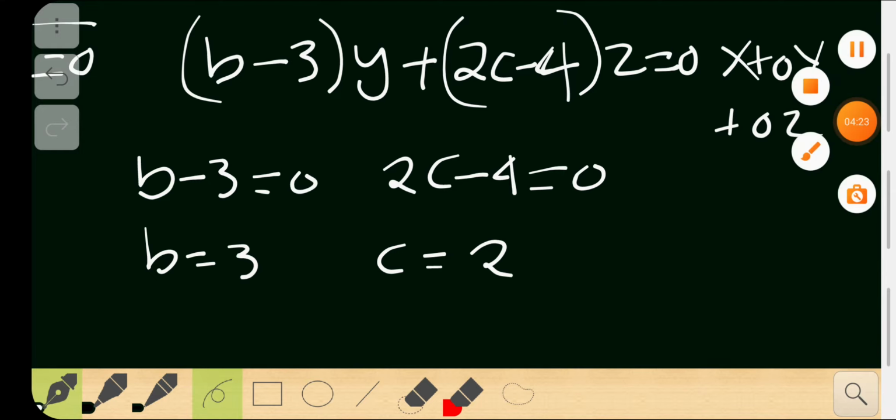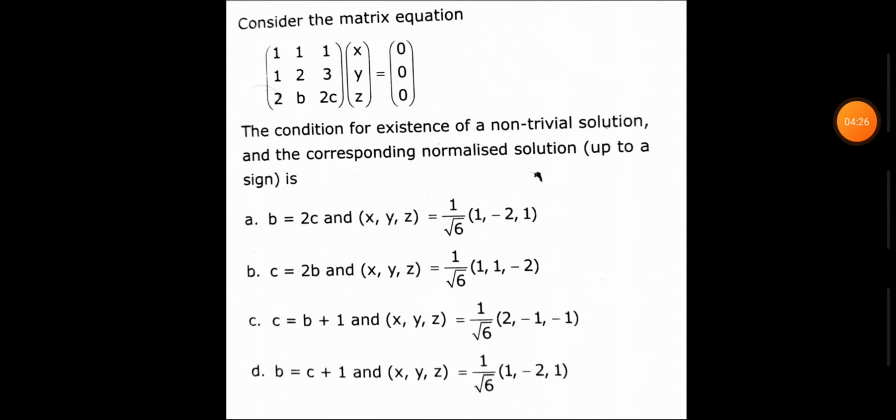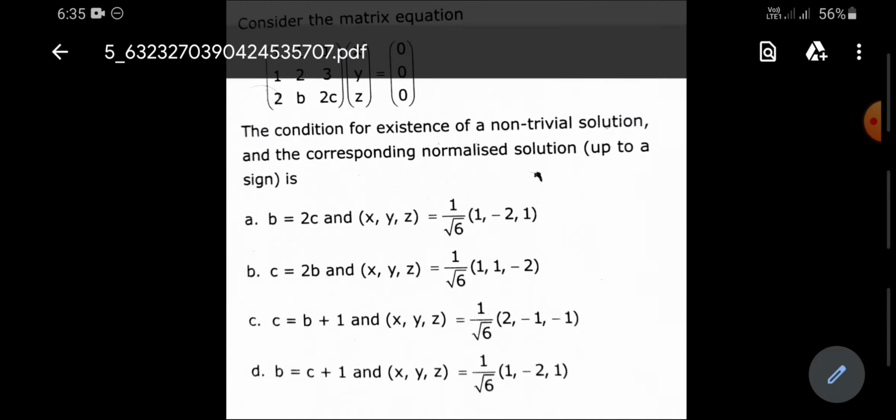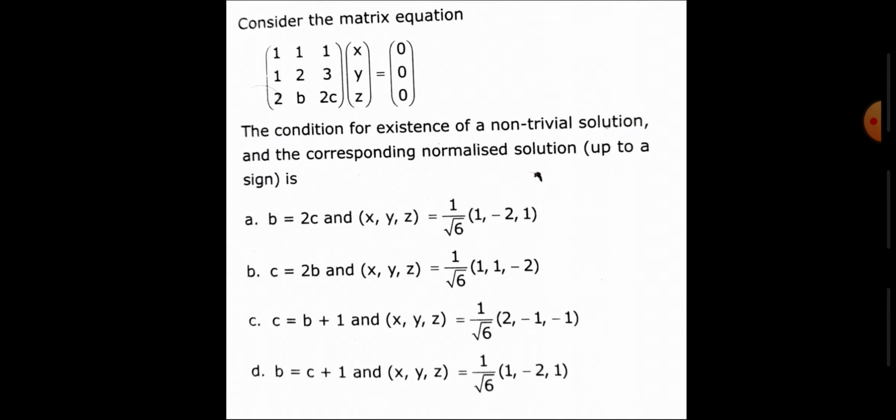So let's get back to the question. So b is equal to 3 and c is equal to 2. Which option satisfies that? If you look at the first option, a, you can see that b is equal to 2c. It doesn't satisfy because b is equal to 3 and c is equal to 2. The only option that satisfies this is option D, because b is equal to c plus 1 means that b being 3, c plus 1 is 2 plus 1, that is equal to 3. So you found that out already. Option D is the right answer.